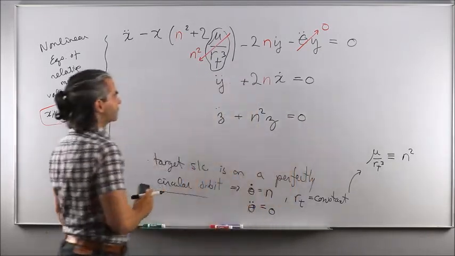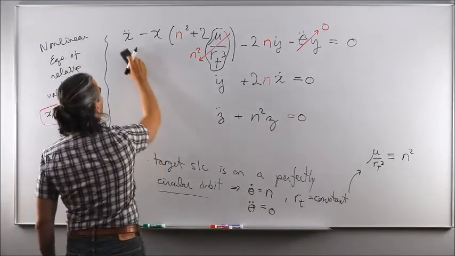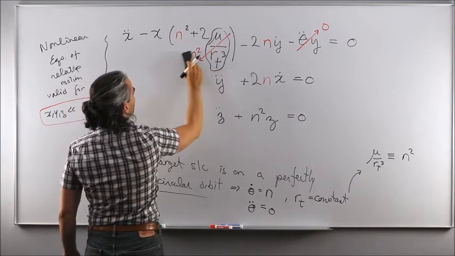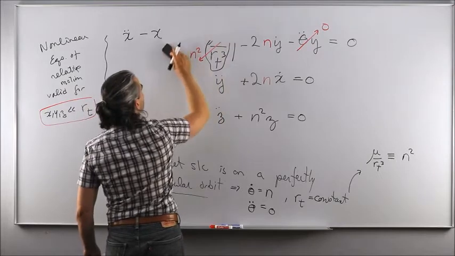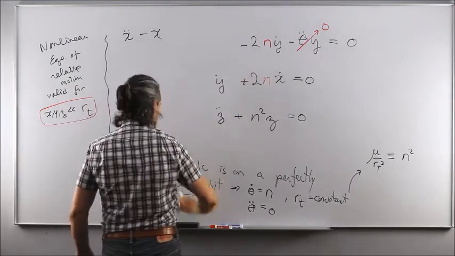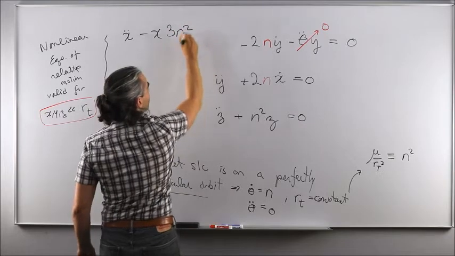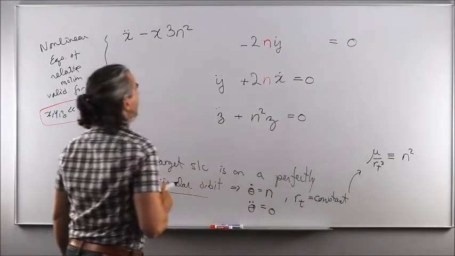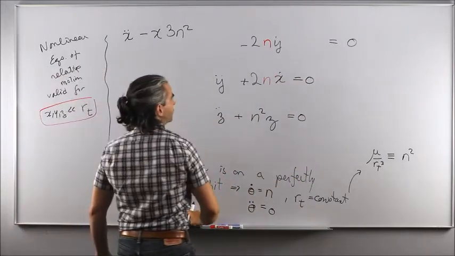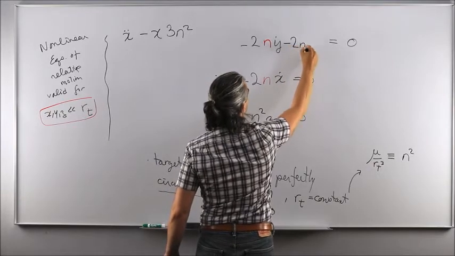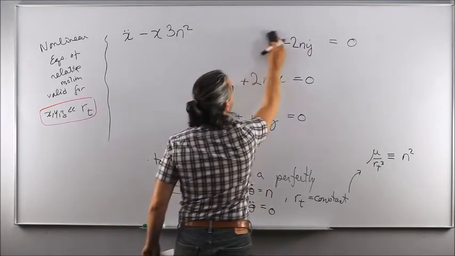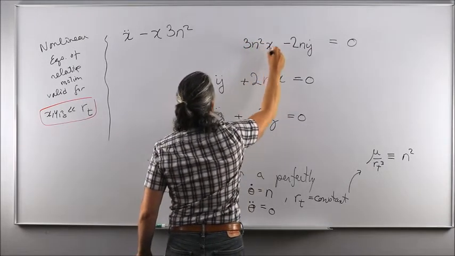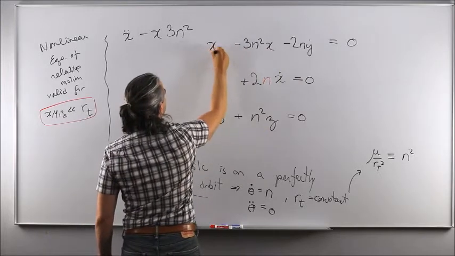The z component. Now here I have x double dot minus x times n squared plus 2n squared, so that becomes 3n squared. This last term is 0. I can erase it, and that's all I can do with it. So let me just write minus 2n y dot and my 3n squared x, and that was x double dot.